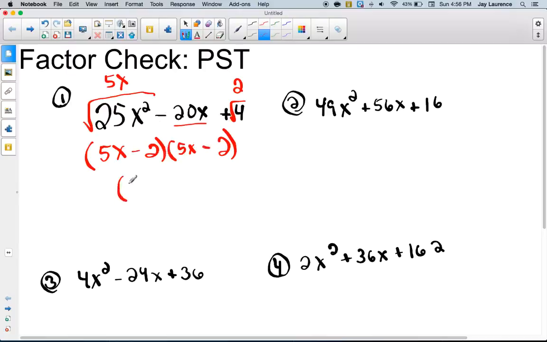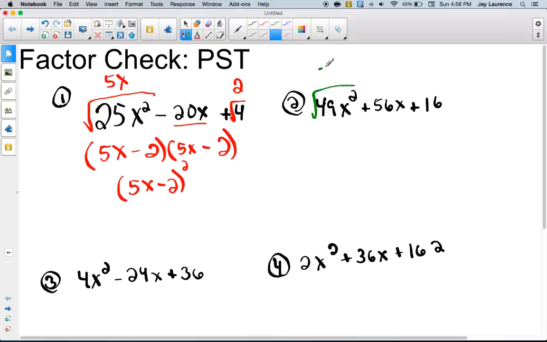Or I could have done it like this. 5x minus 2 as a quantity and then just squared it. Either one is acceptable, okay? This is a perfect square trinomial. The a term must be a perfect square. The c term must be a perfect square. The b term is twice the product of the square roots of a and c. Yeah, that's what's happening. All right, let's check it out with problem number 2.